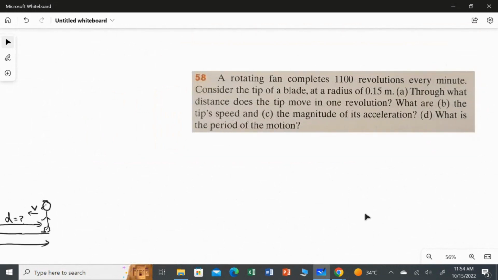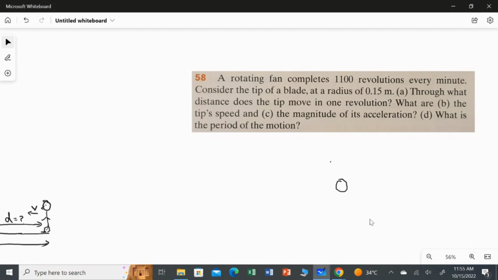Read the question carefully. A rotating fan completes 1100 revolutions every minute. So that means you have a fan which rotates every minute. It is making 1100 revolutions. So better I can write the fan.